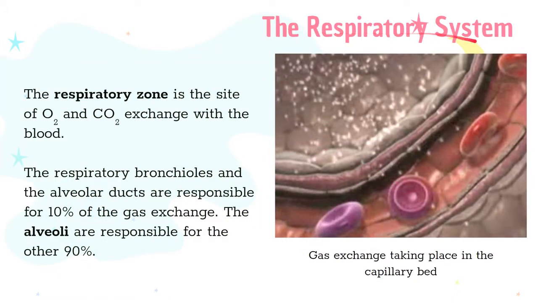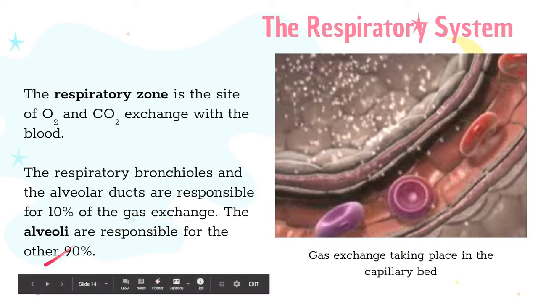The respiratory zone is the site of gas exchange, the exchange between oxygen and carbon dioxide. The respiratory bronchioles, those are the smaller bronchi branches, and the alveolar ducts are responsible for 10% of the gas exchange, while the alveoli, those are the air sacs that look like small grapes, as you will see later, are responsible for 90% of gas exchange.